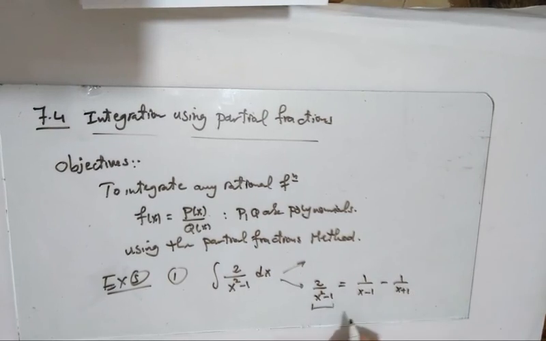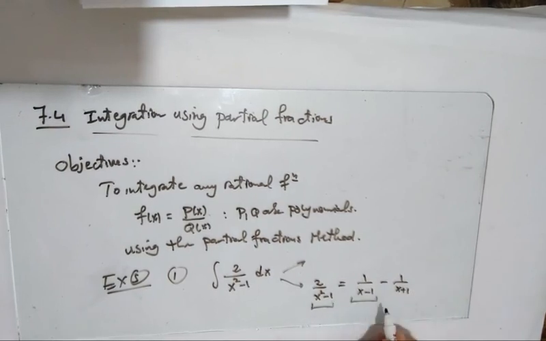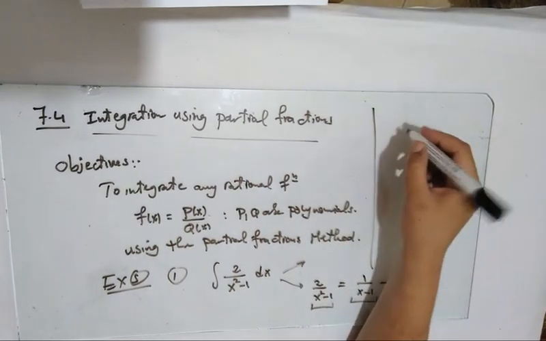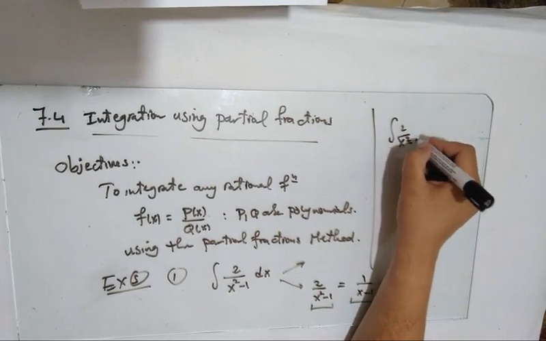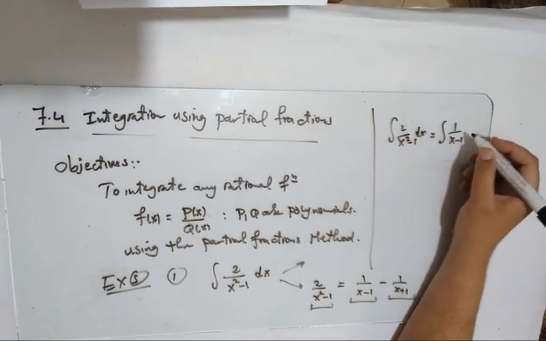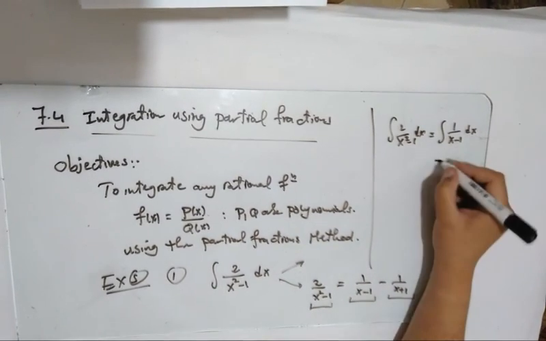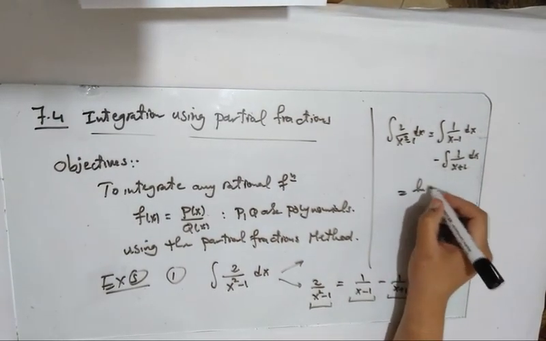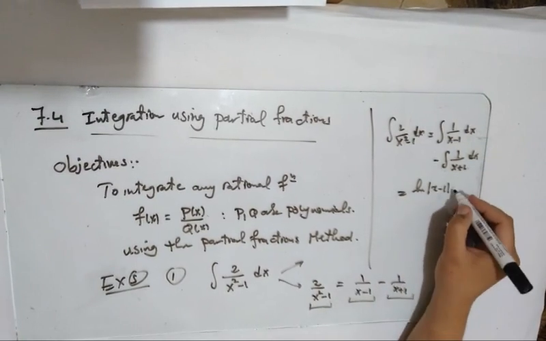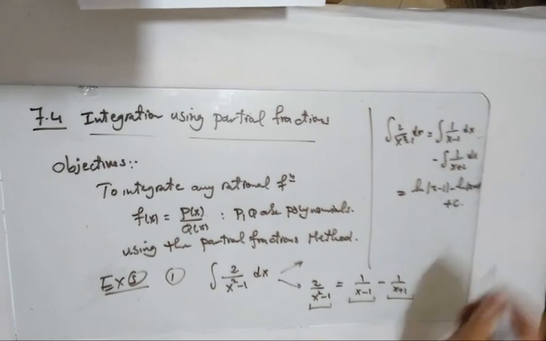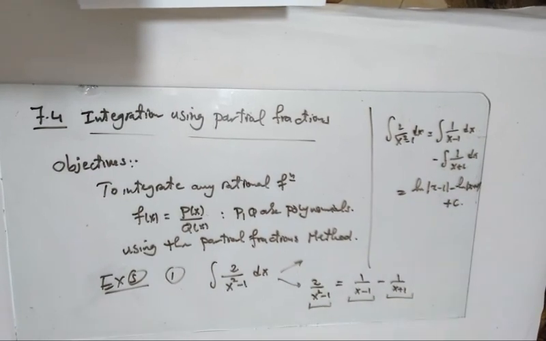And so to integrate this, it's easy to integrate 1 over x minus 1 and 1 over x plus 1. So the integration of 2 over x squared minus 1 dx equals the integration of 1 over x minus 1 dx minus the integration of 1 over x plus 1 dx, which is ln of absolute value x minus 1 minus ln of absolute value x plus 1 plus constant. Okay, so this was the first example. Let's see the second one.